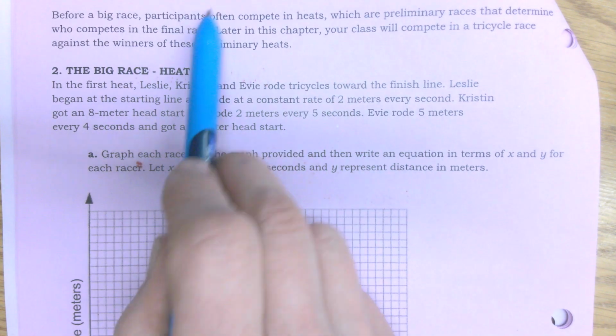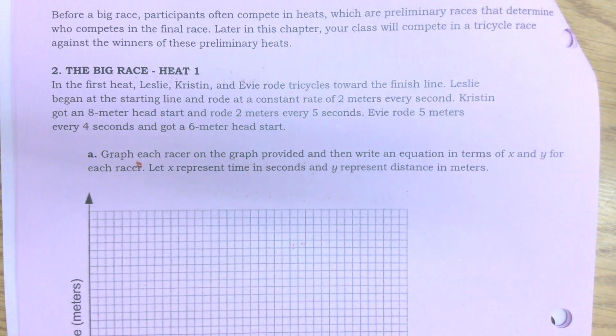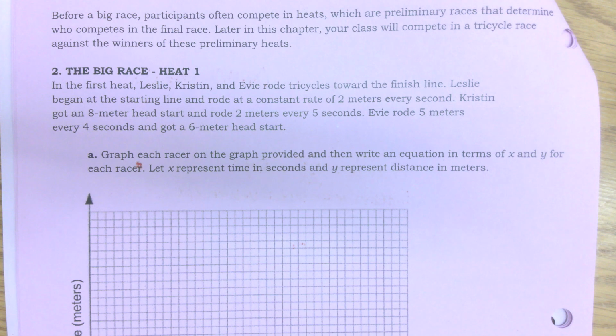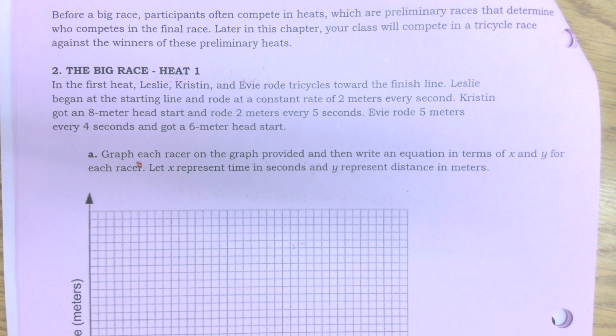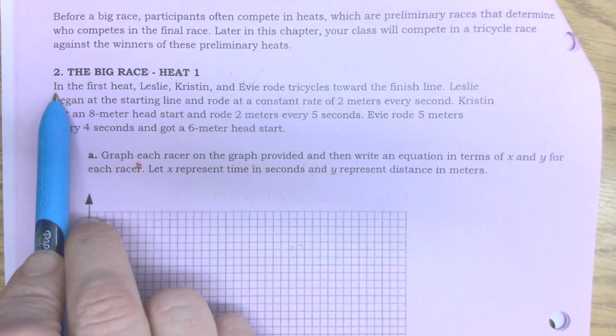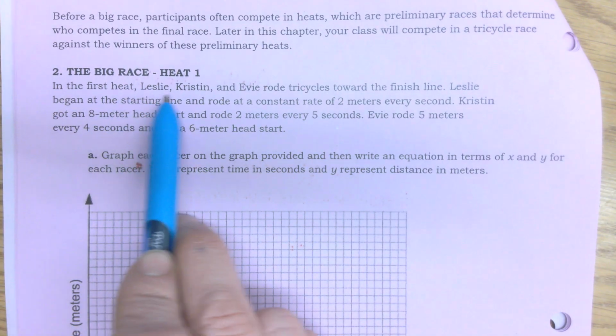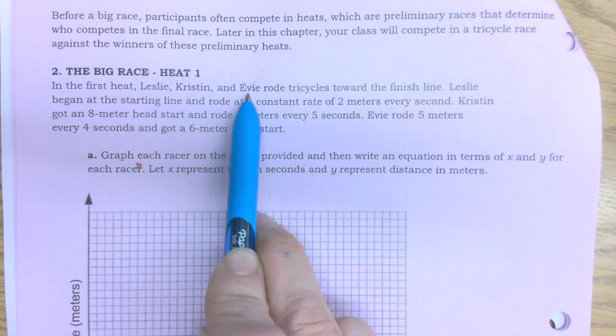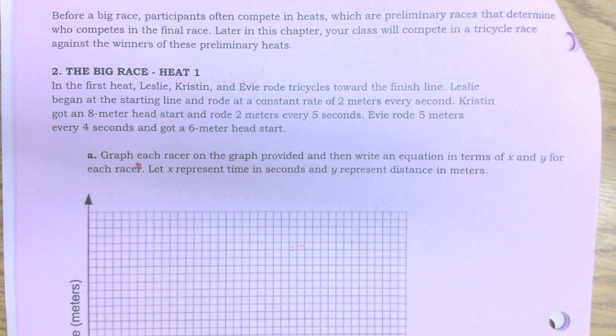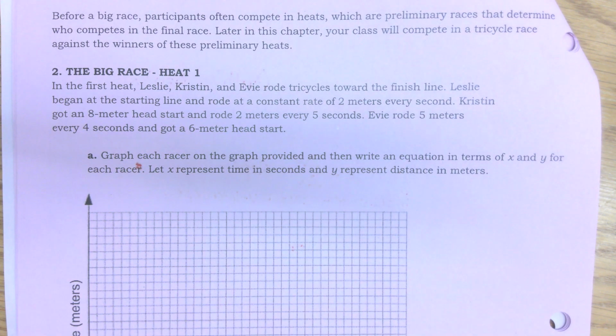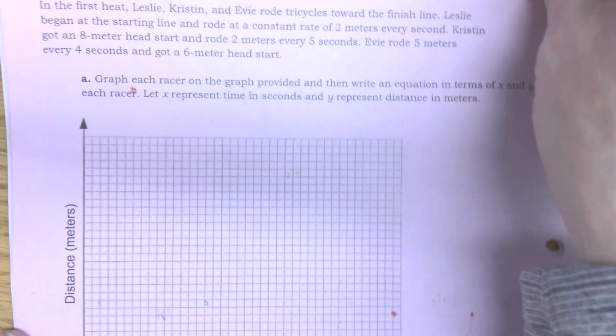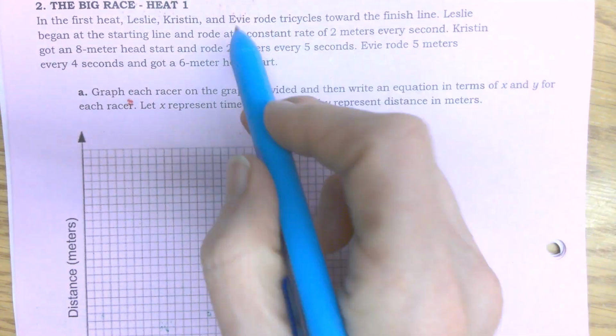So we're going to do the heats, the preliminary races, and you're going to be in charge of doing the final race for your homework on virtual on Monday, okay? So in the first heat, we have Leslie, Kristen, and Evie. And they're riding tricycles. This is a tricycle race. Evie. It says it right in front of you.